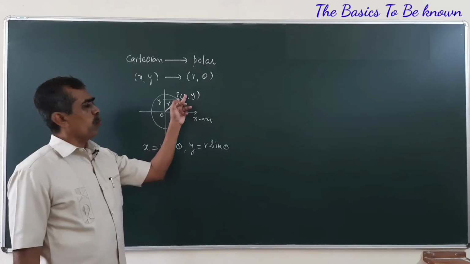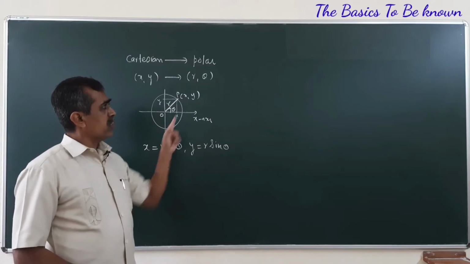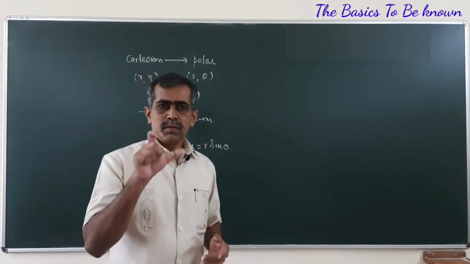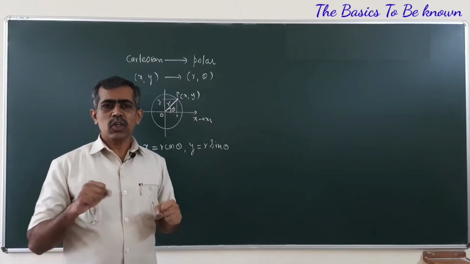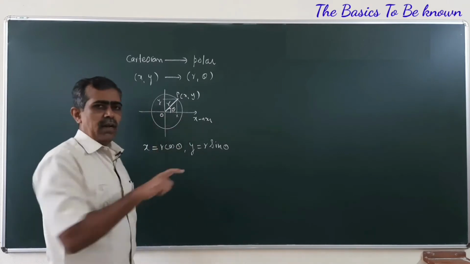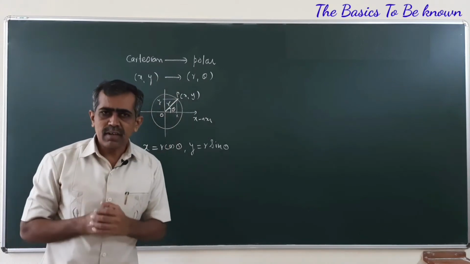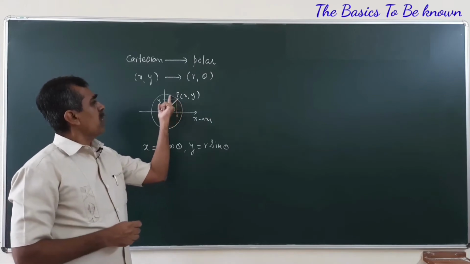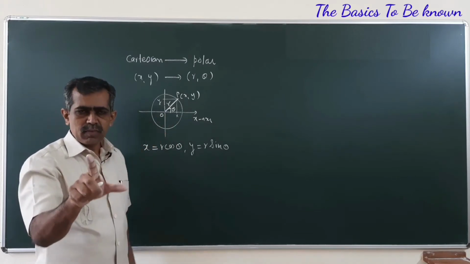So if any point has Cartesian coordinates x comma y, then in polar form it is r cos theta comma r sin theta, where r is the radius and theta is the angle made by the position vector of point P with the positive direction of the x-axis. Now r is fixed for a given circle. For any point P on this circle, r remains always constant.